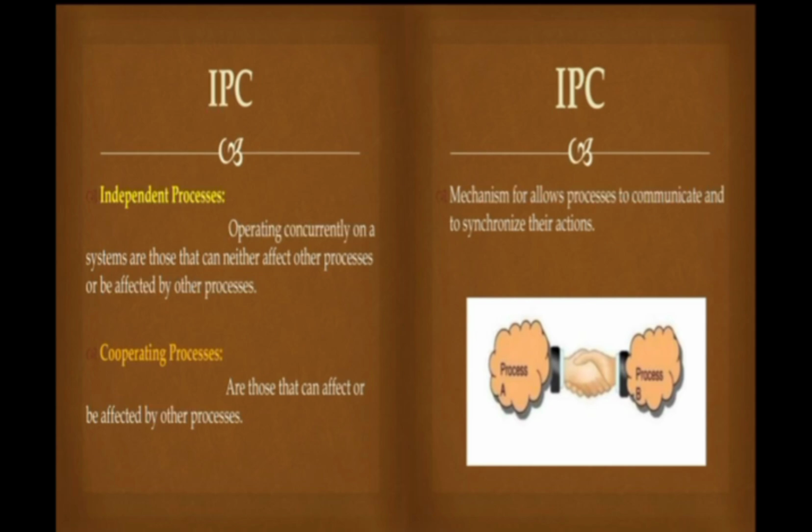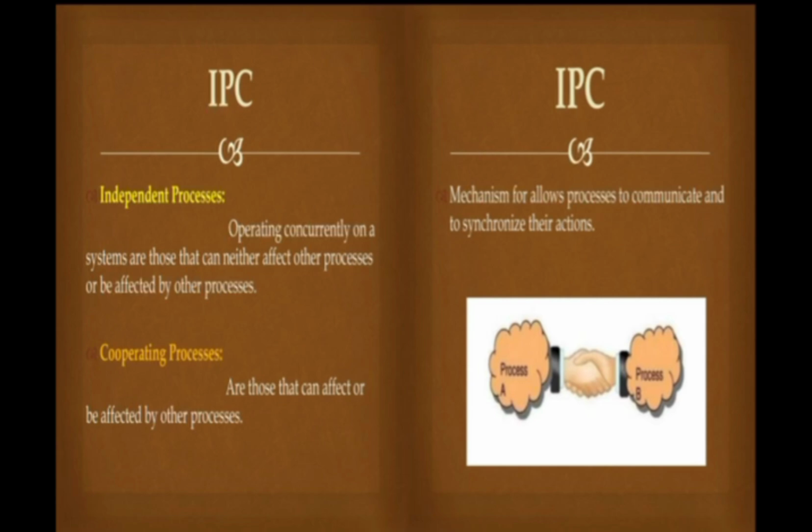The second type is cooperating processes. These processes can affect each other and they need to share data or work together to complete a task. And that's exactly where IPC comes in. IPC is the mechanism that allows these cooperating processes to communicate with each other and synchronize their actions.